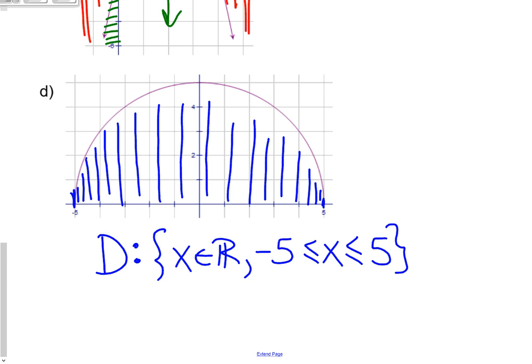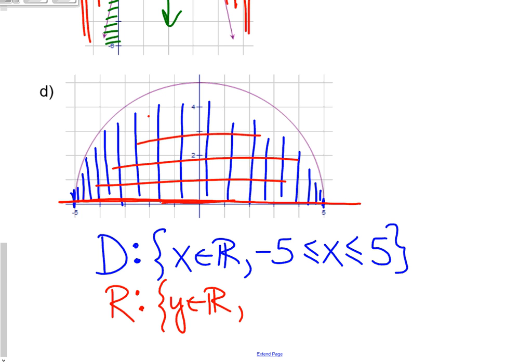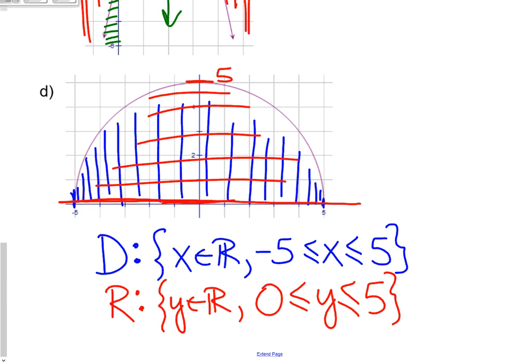Now my range. My range is going to be any real number such that, my graph starts here, and then it goes all the way up to here, to 5. There's nothing lower than 0 and nothing higher than 5. So I'm going to start with my smallest number, which is 0, and make that open to the right. So y is greater than or equal to 0, but less than or equal to 5. That just means my numbers are going in between 0 and 5.